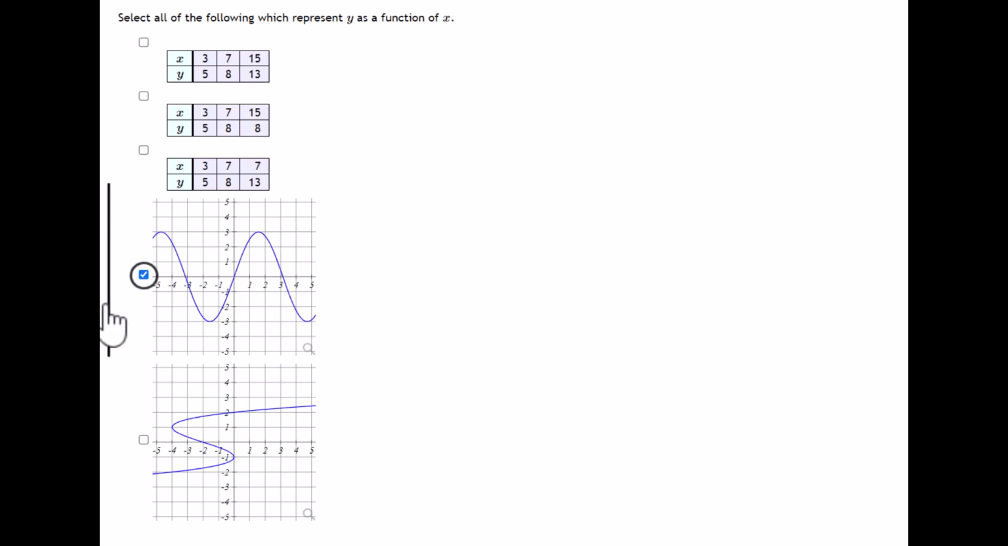Now, what about the other graph down here? If I move, say, this vertical line across, it does only intersect in one place, but as soon as I get here, like -1, -1 has three different y values. I have a y value of 2, looks like -0.5, looks like -1.5. Okay, this fails the vertical line test. It is not representative of y as a function of x.